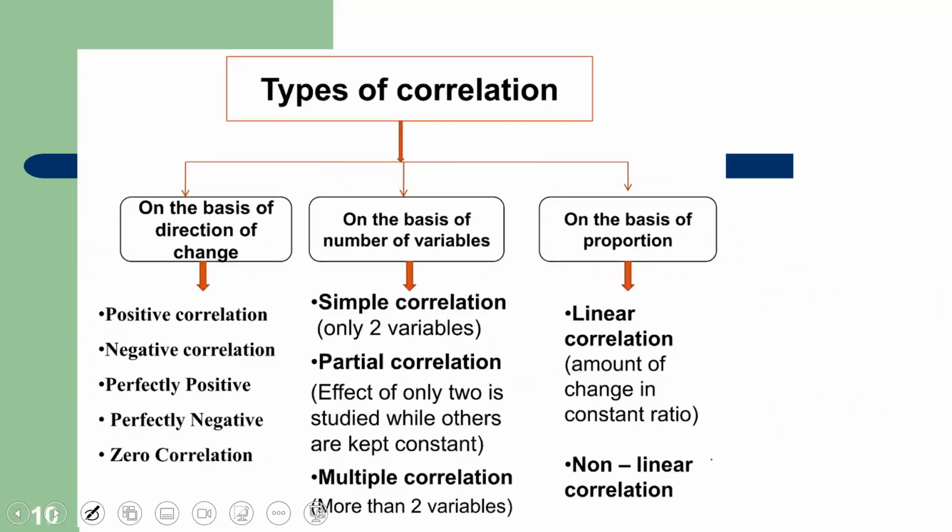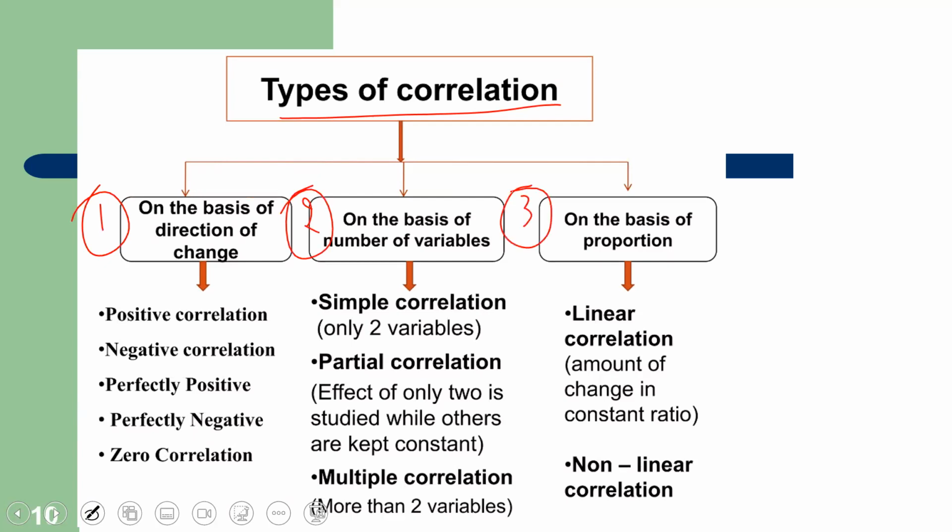Let's get into the types of correlation. So what are the types of correlation? How are you going to make the classification? Okay. So basically that depends on three things. Okay. This is one, and this is 2, and this is 3.